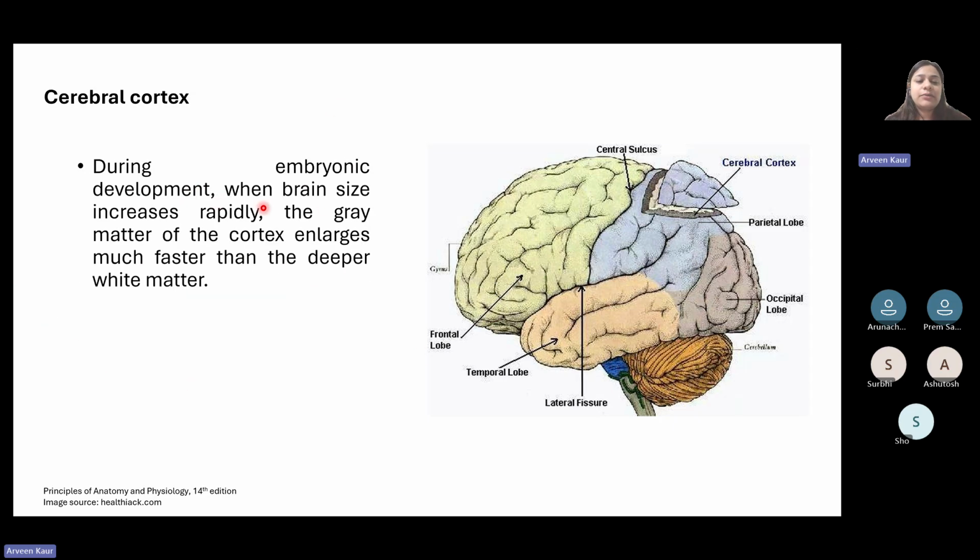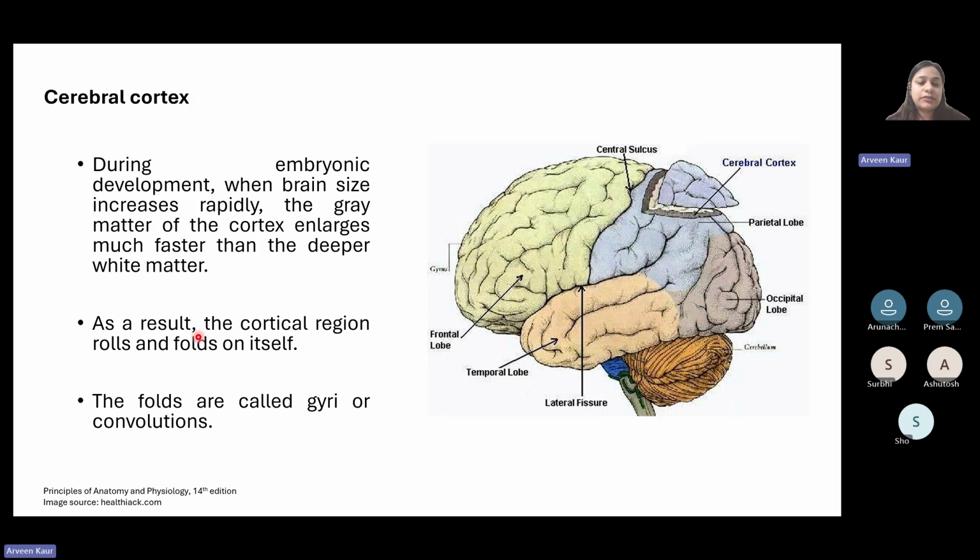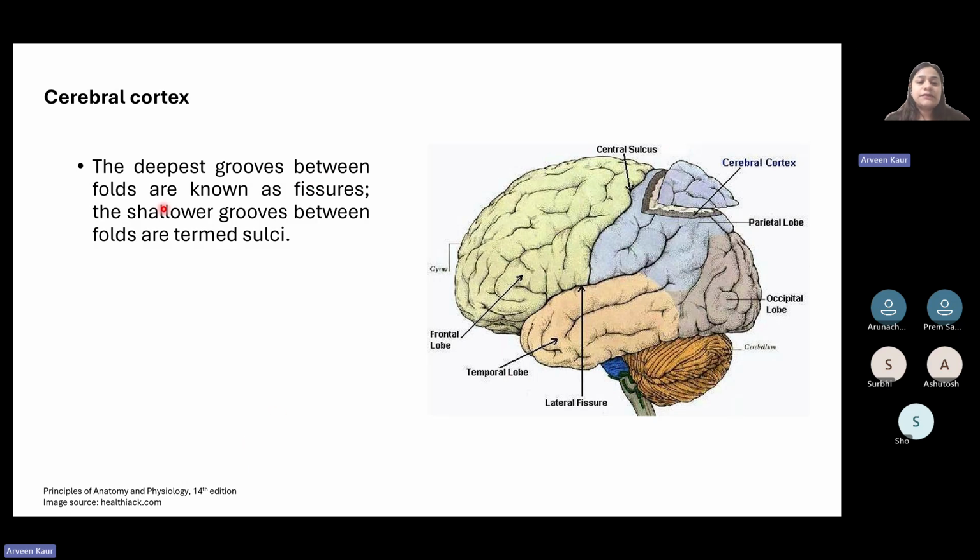During embryonic development, when the brain size increases rapidly, the gray matter of the cortex enlarges much faster than the deeper white matter. This is where, during development, most of the divisions are happening in the neurons. As a result, the cortical region rolls and folds on itself. That is why we have these sulci and gyri, those ridges or patterns in the brain. The folds are called the gyri or convolutions. The deepest grooves between the folds are known as fissures.